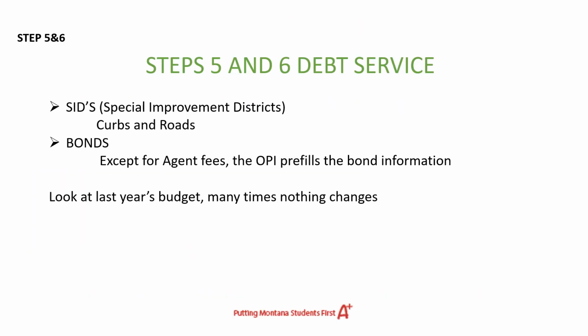Steps 5 and 6 are for debt service. Step 5 is for SIDs or special improvement districts, which include curbs and roads. Step 6 has bonds. Except for agent fees, the OPI pre-fills the bond information. Look at last year's budget. Many times nothing changes.